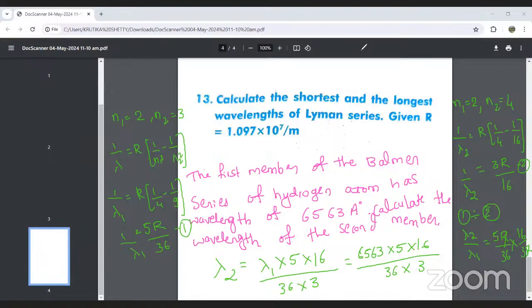Yes, correct. Very good. It is 4861 angstrom. Yes, everybody got the answer. Your answer is 4861 angstrom. After the decimal, you may get some values like 0.123, anything, so just check. It is 4861 angstrom. Yes, completed everyone?